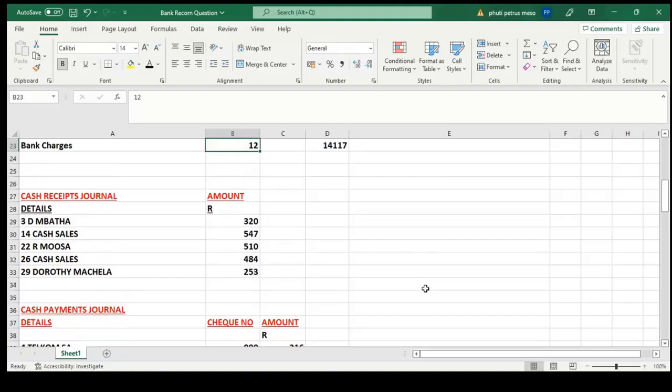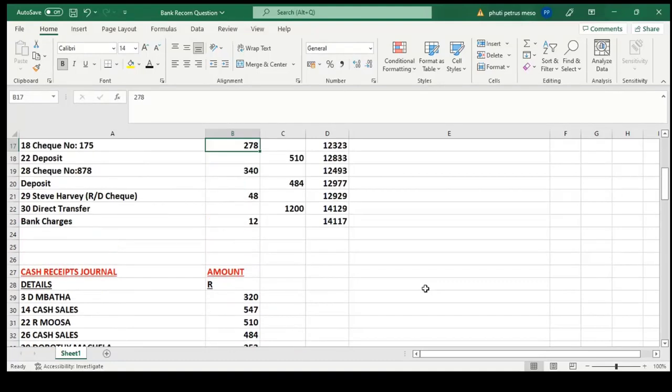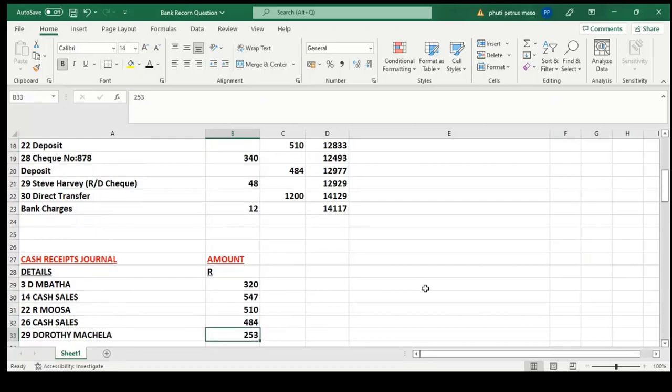Let's go to the CRJ. Under the CRJ, we have identified that 1.2 and 253 are not there, right? Correct. And what else? Did we have 700? No, I don't think so.